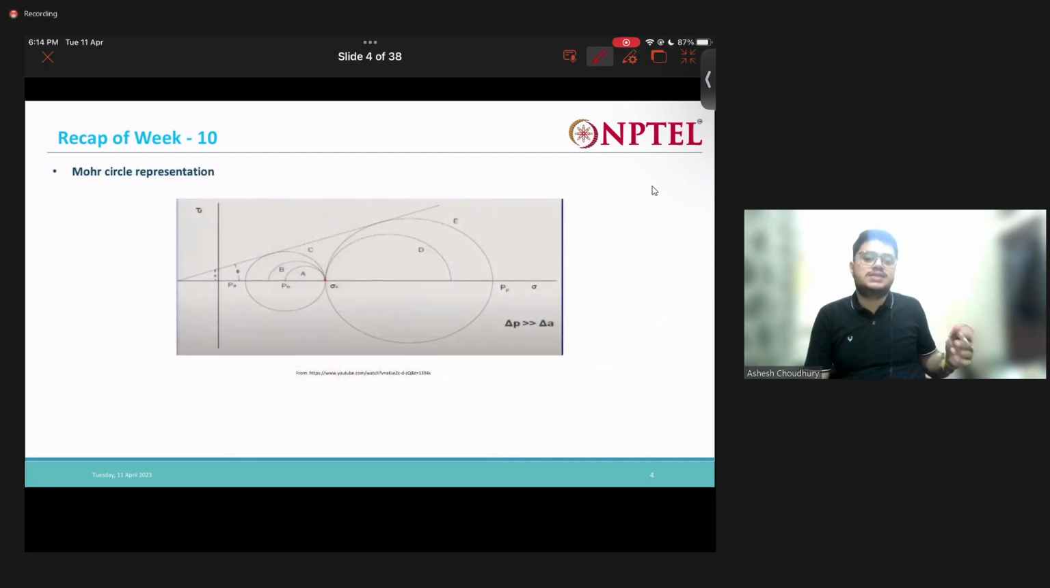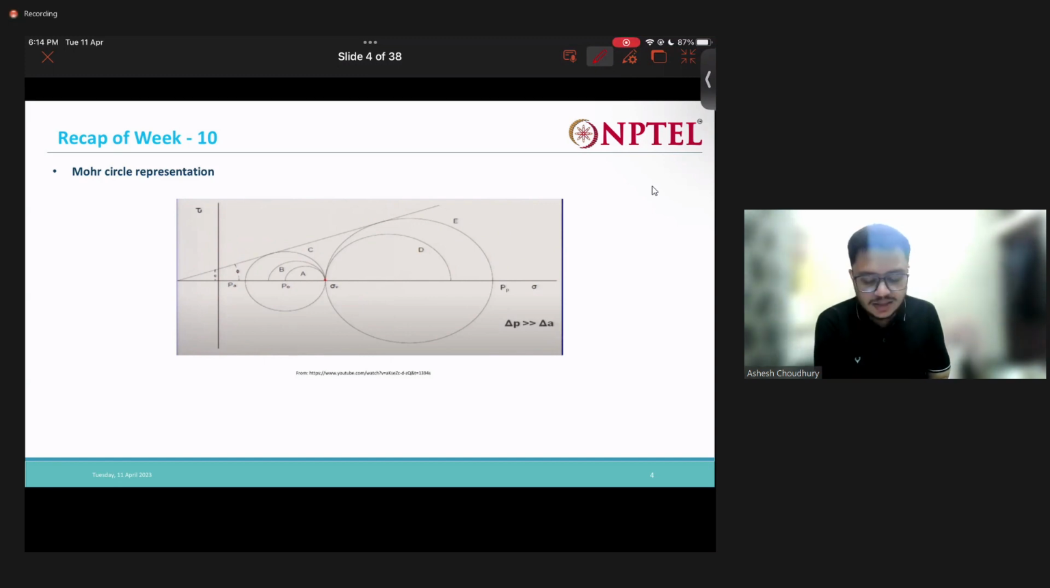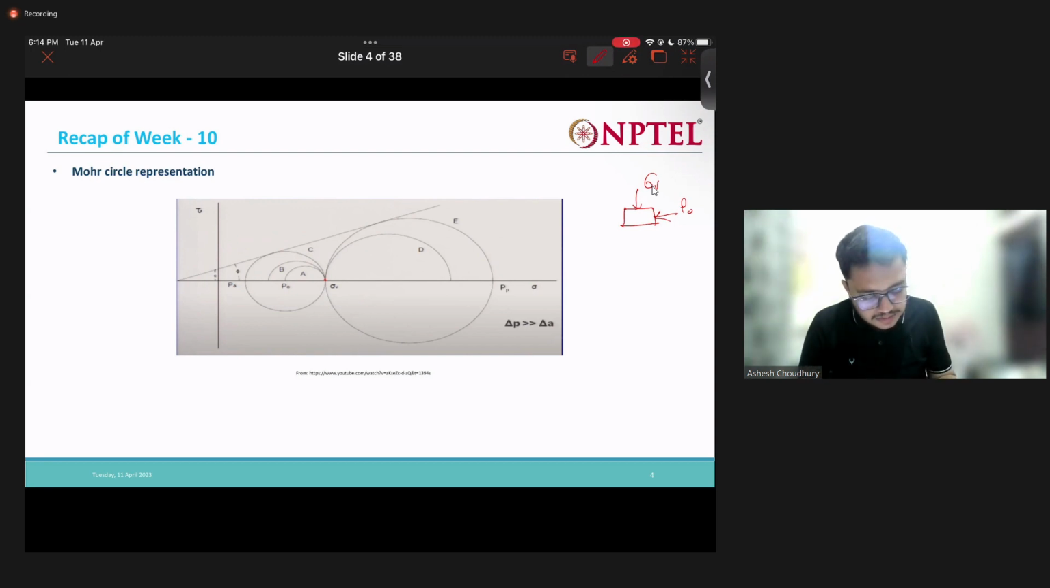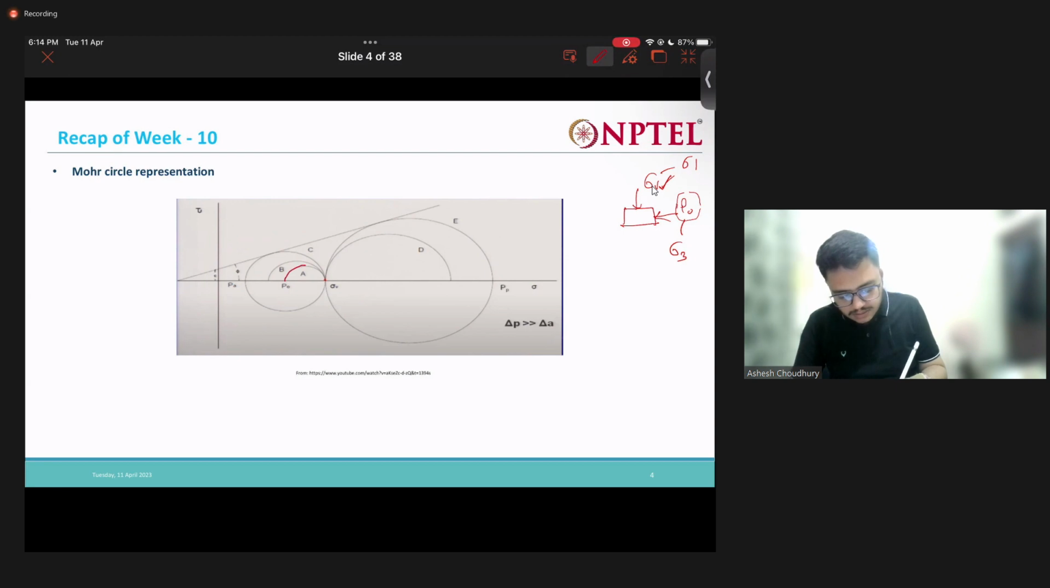Now if you want to represent this active and passive case in terms of our Mohr circle, how will it be? First is the at rest case. Say you have a soil element, right? So you have vertical stress acting here, and you have my P naught acting. This P naught, the at rest pressure, is lesser than the vertical stress acting. So this vertical stress will be my sigma 1 and this will be my sigma 3. So this circle A represents that condition.